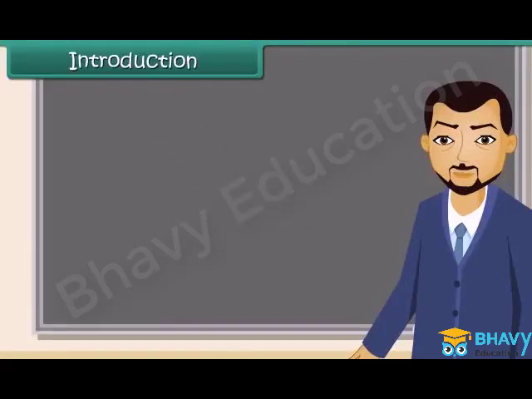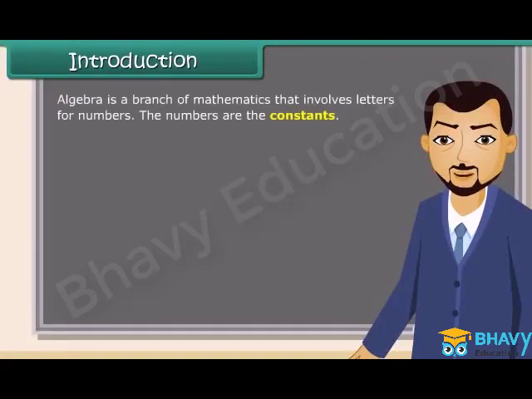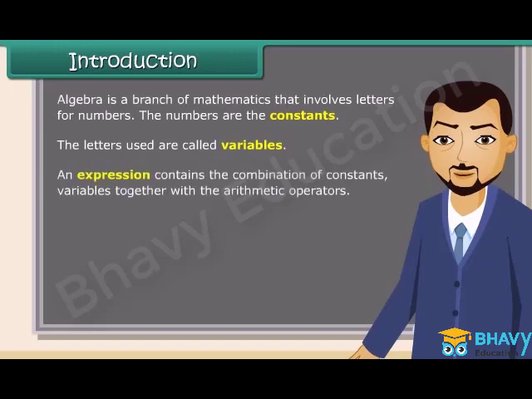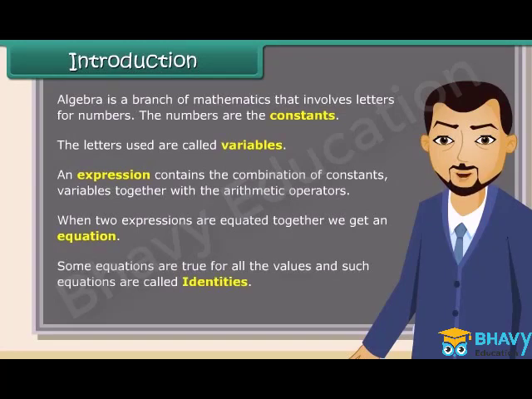Introduction. Algebra is a branch of mathematics that involves letters for numbers. The numbers are the constants. The letters used are called variables. An expression contains the combination of constants, variables together with the arithmetic operators. When two expressions are equated together, we get an equation. Some equations are true for all the values, and such equations are called identities.